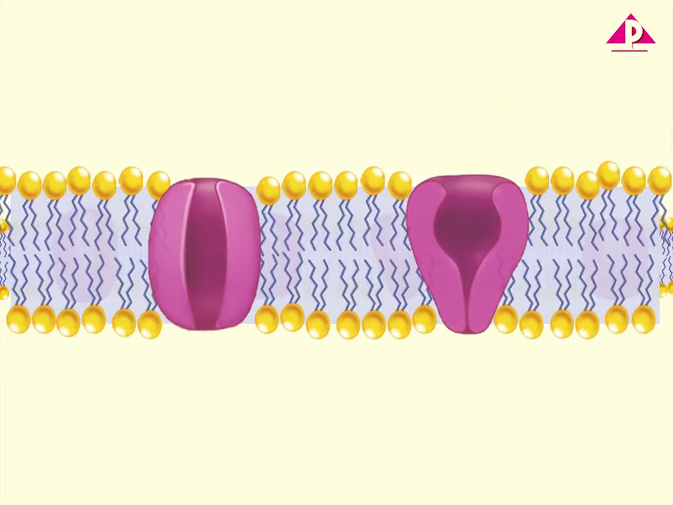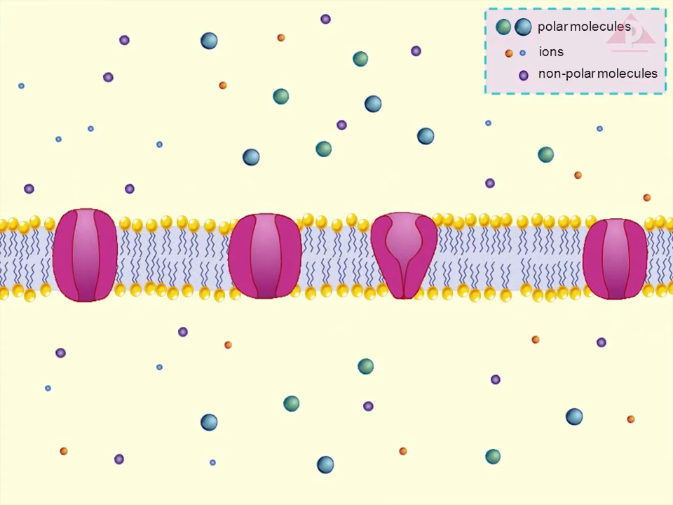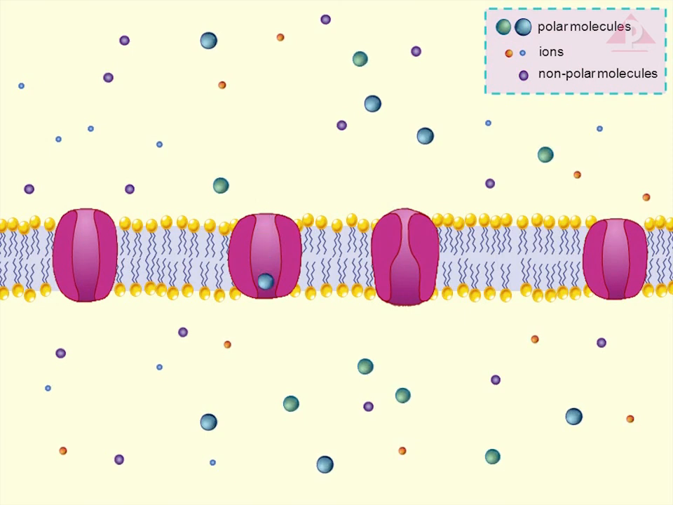Cell membranes contain many different types of channel proteins and carrier proteins, each type allowing only a particular kind of polar molecule or ion to pass through it. The number of these proteins available in the membrane affects the rate of transport of the polar molecules or ions. In this way, the cell membrane controls the movement of polar molecules across it.